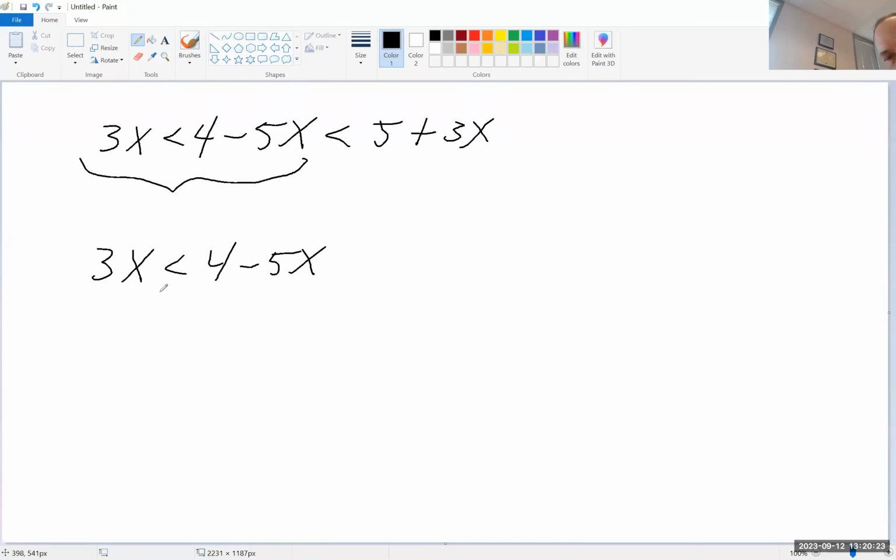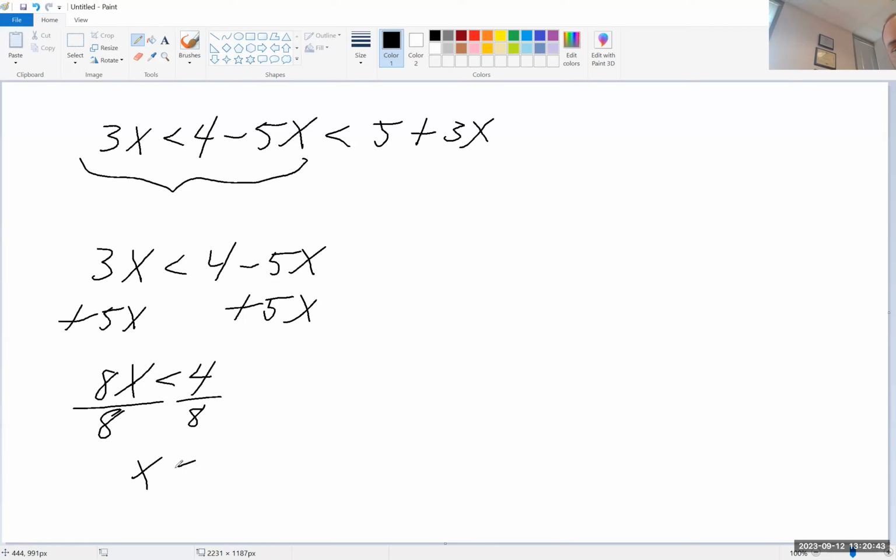Okay, so I'm going to go ahead and add 5x. And so I'm left with 8x is less than or equal to 4. And then you divide by 8. And so we're left with x is less than a half. X is less than a half.